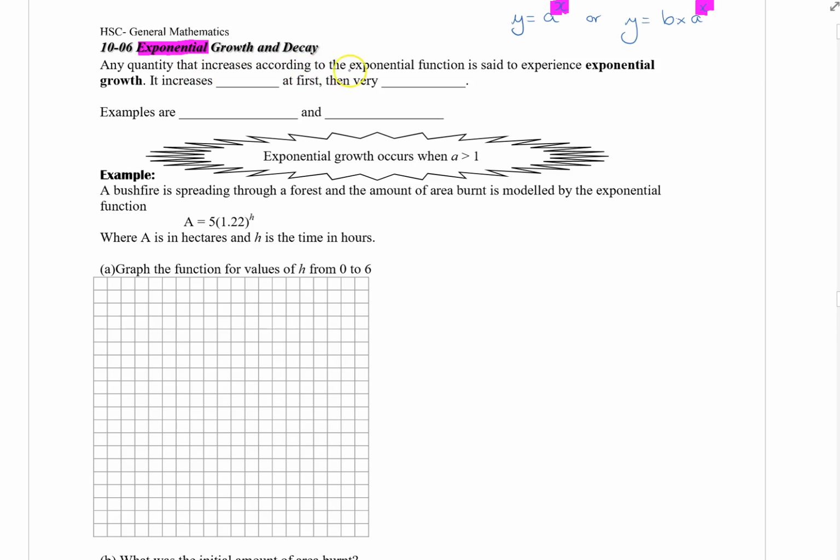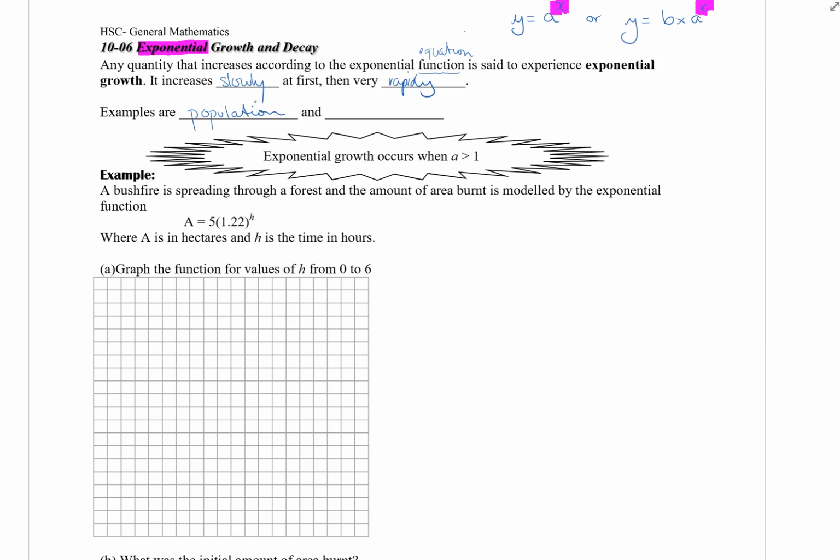So it says any quantity that increases according to an exponential function, and if you're having problems with function, just think equation. So if we've got an equation that describes how something is increasing, then we say that it's experiencing exponential growth. It increases slowly at first and then very rapidly. Some examples of where that happens are population growth. A few people in the beginning, not multiplying very quickly, but once there are more people there and they're producing more children, then the population increases very rapidly.